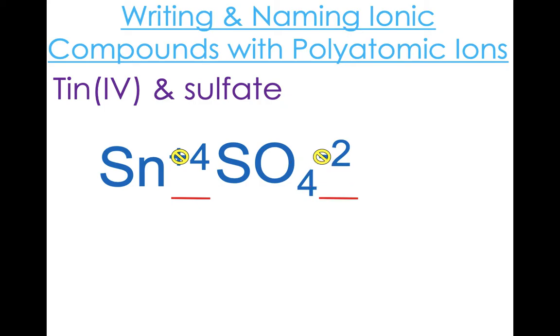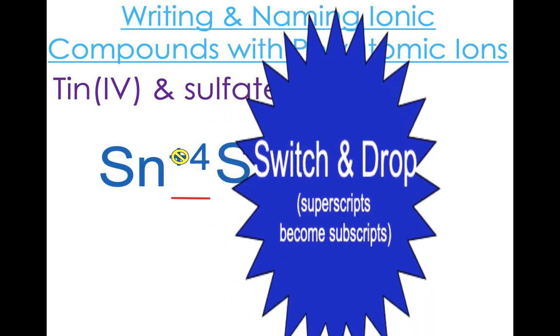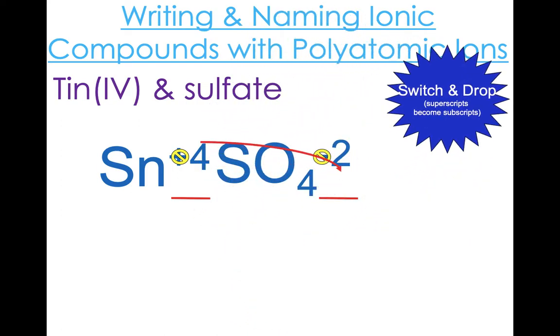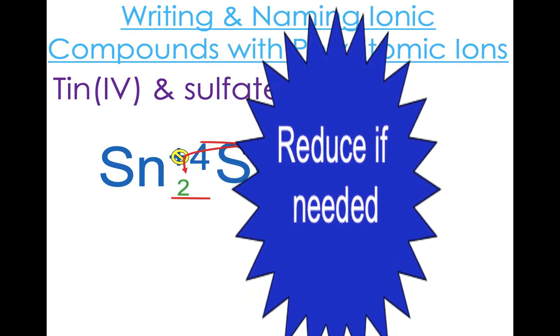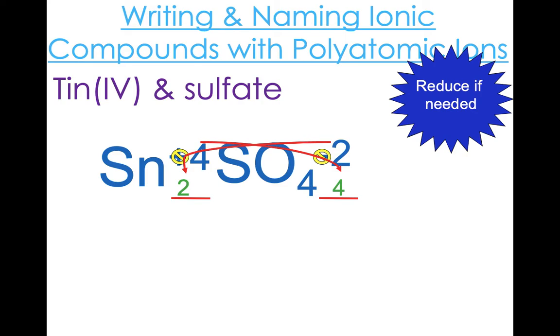So what's going to come down next to the tin? And what's going to come down next to the sulfate? Well, there's going to be a 2 next to the tin and a 4 next to the sulfate. Next is, can we reduce it? You can only reduce what you wrote on those red lines. You can't touch the 4 that's part of the sulfate because that's part of the polyatomic ion. So does this need reduced? Can you reduce a 2 and a 4? Yes, you can, but don't touch the 4 on the sulfate. It reduces down to a 1 and a 2.